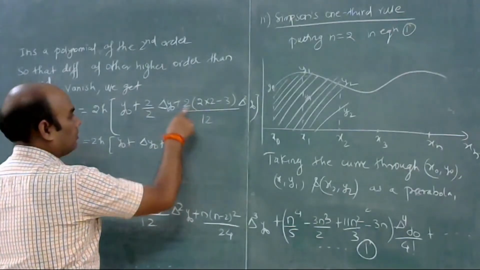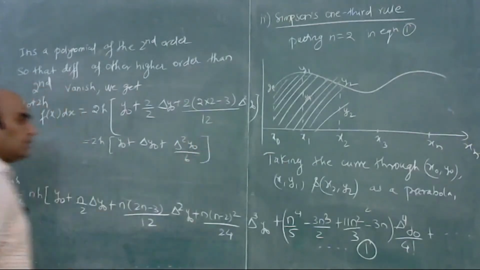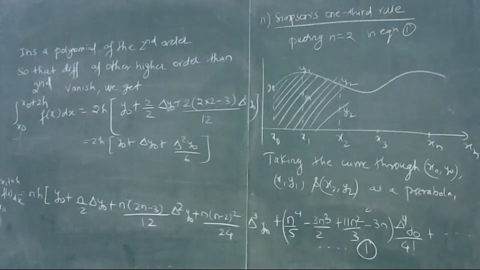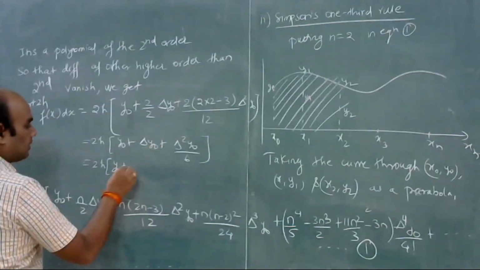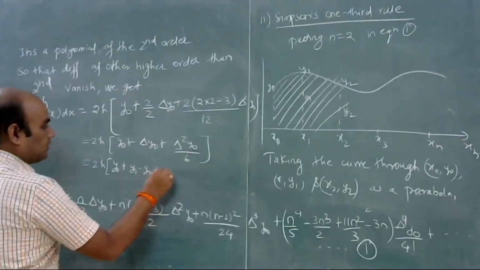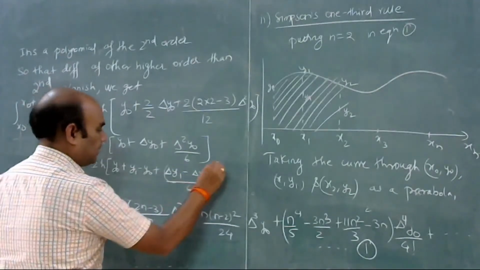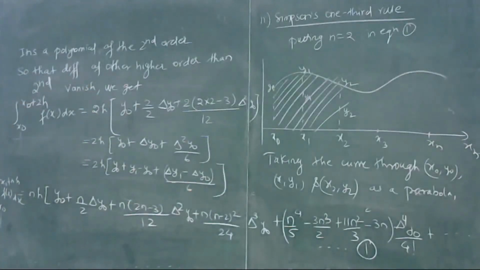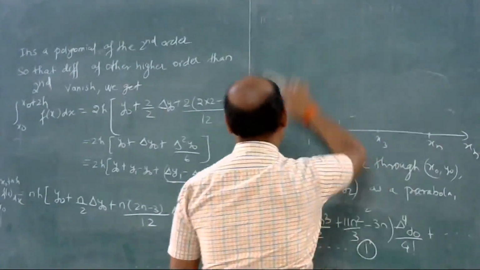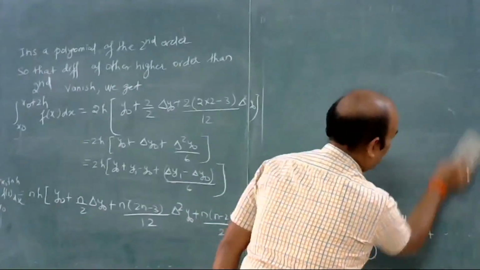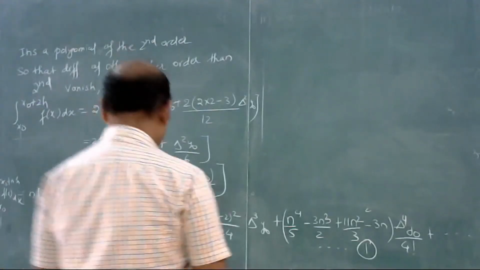This is 4 minus 3, delta squared y0 upon 12, which is 6 upon 6. Okay. So we will remain with this. So this is 2h y0 plus... This can be written as y1 minus y0. This is delta y1 minus delta y0 divided by 6. So further we can simplify this and we can take the formula in terms of y0, y1, y2.